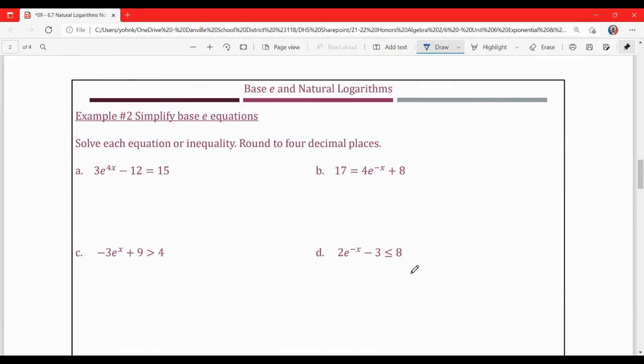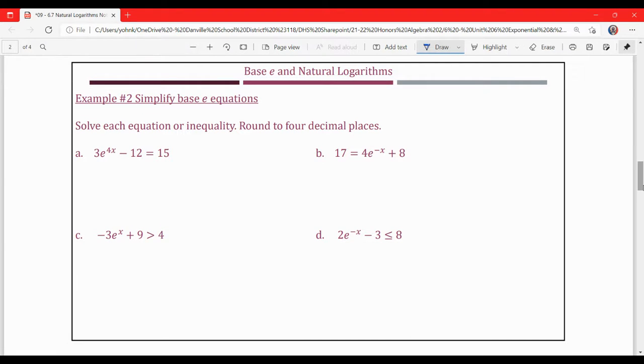All right, let's see how we can solve some of these equations or inequalities, rounding to 4 decimal places. So for letter A, I want to get the e to the 4x alone, so I'm going to add 12 to both sides. That gives me 3e to the 4x equals 27. I still have to get e to the 4x alone. I need to divide to get rid of the coefficient. e to the 4x equals 9.